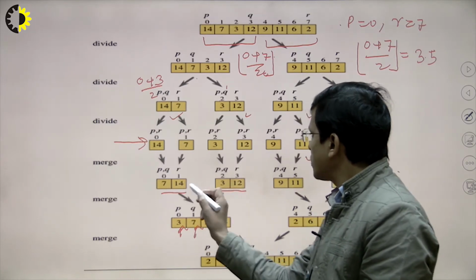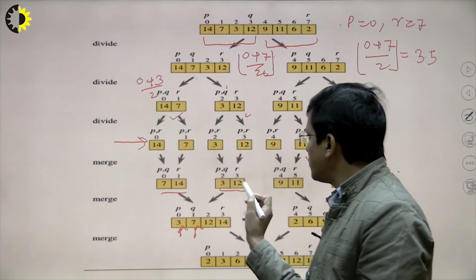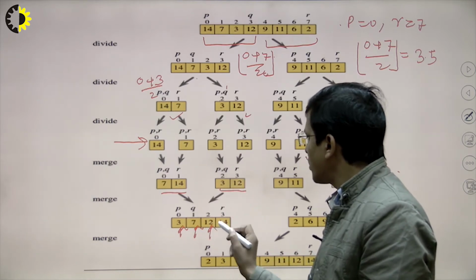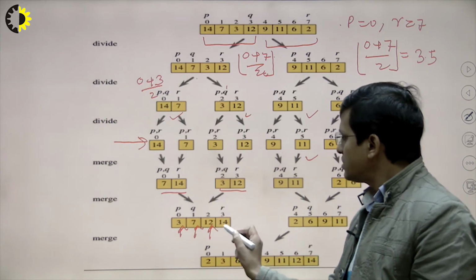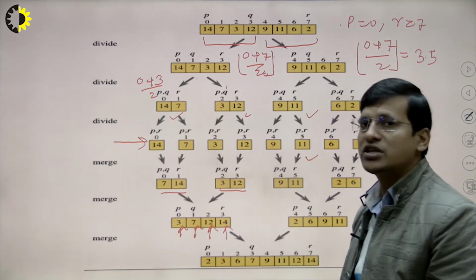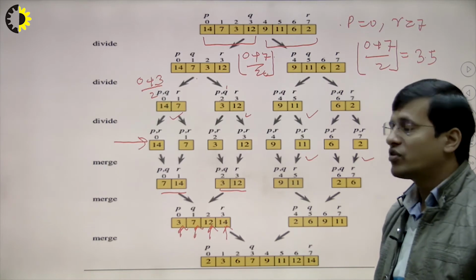And now we have to check for 14 and 12. 12 is smaller than 14, so 12 comes first, and 14, we don't have any comparison, so we have to place all the elements after this, right.